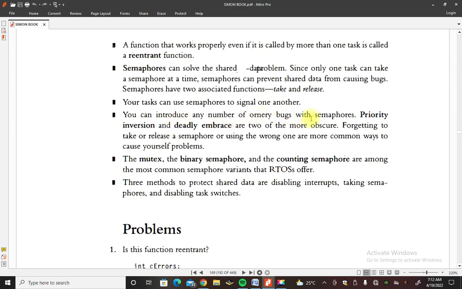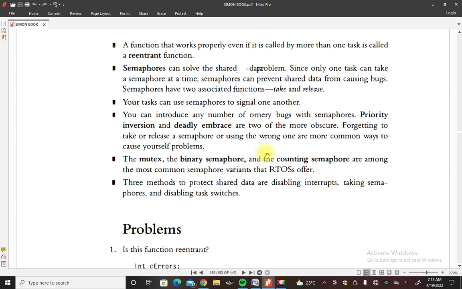You can introduce any number of bugs with semaphores. Priority inversion and deadly embrace are two of the more dangerous. Forgetting to take or release semaphores, or using the wrong one, are the more common ways to cause yourself problems. Mutex, binary semaphores and counting semaphores are among the most common semaphore variants that RTOSs offer. Three methods to protect shared data are disabling interrupts, taking semaphores, and disabling task switches.